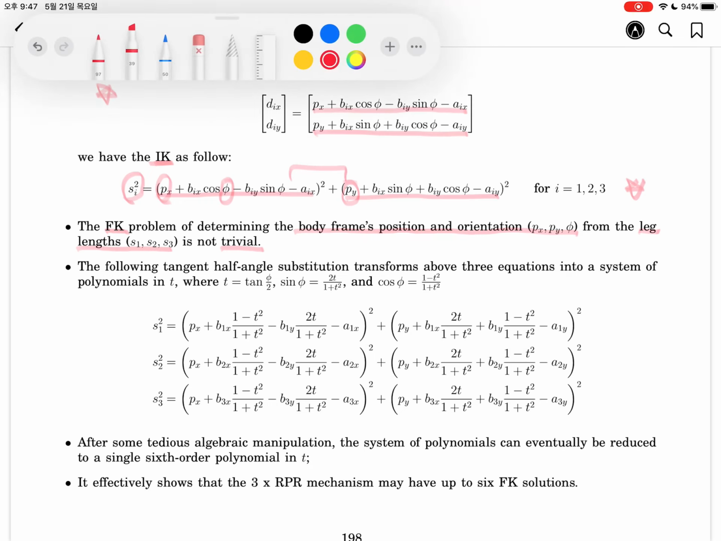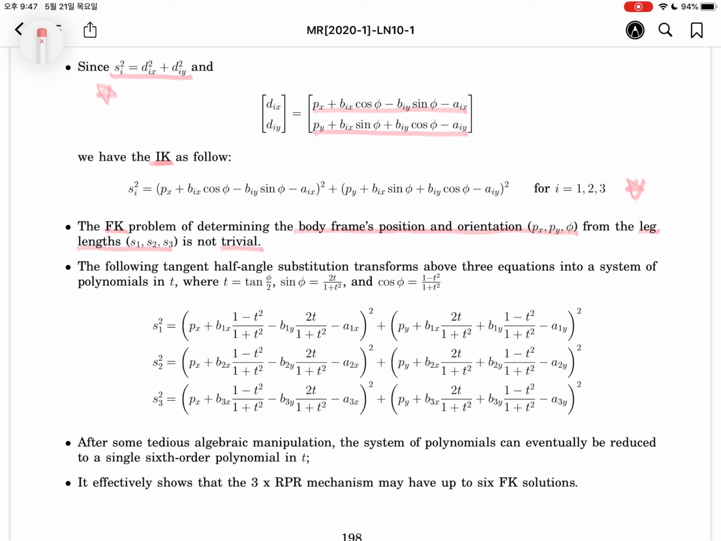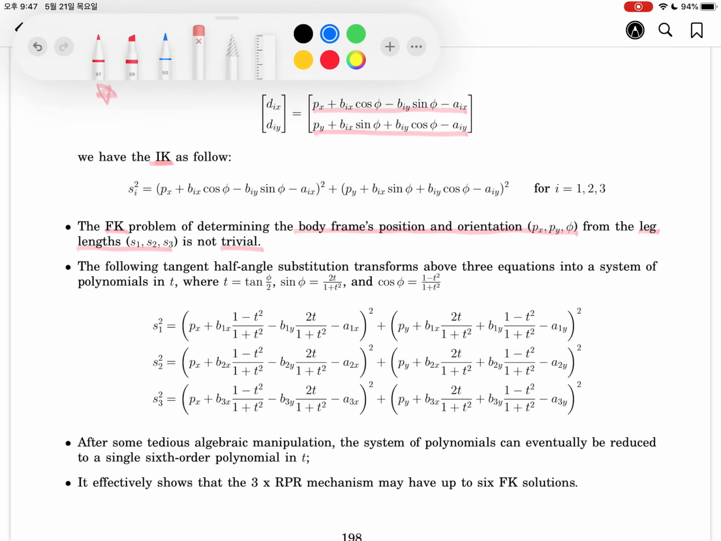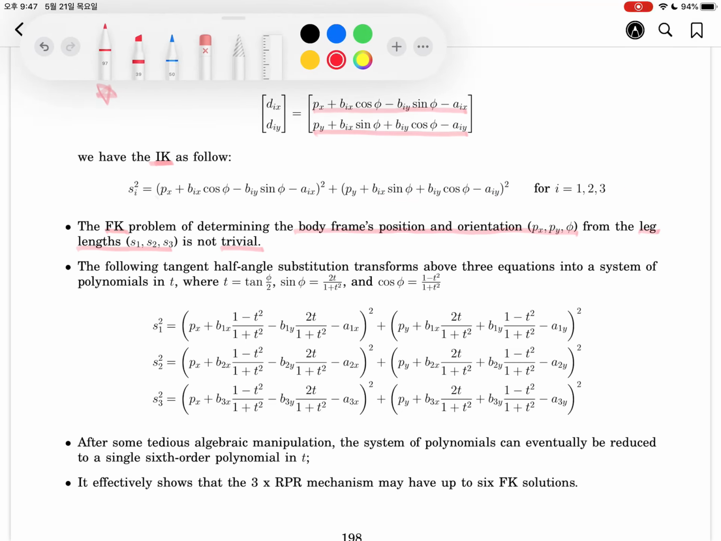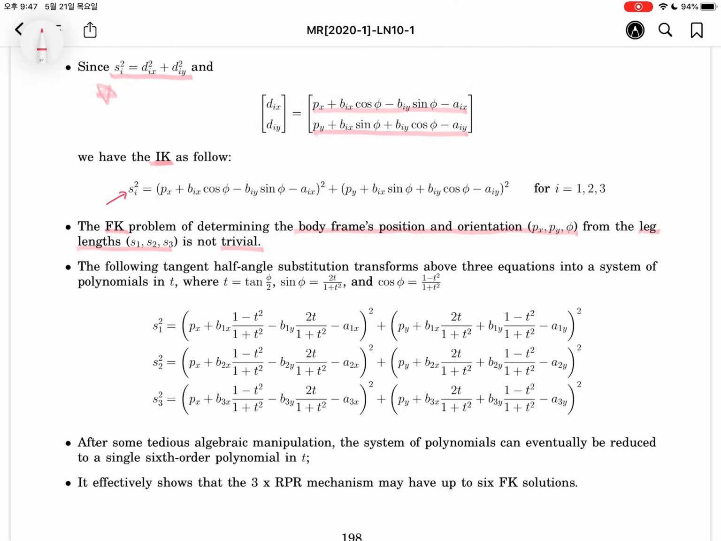Okay, in here, to solve this issue, we will provide s, and then we should determine p_x, p_y, and phi. Okay, we have three equations. Then we will do some tedious manipulation. Then we can determine p_x, p_y, and phi. Okay, that procedure is called forward kinematics.